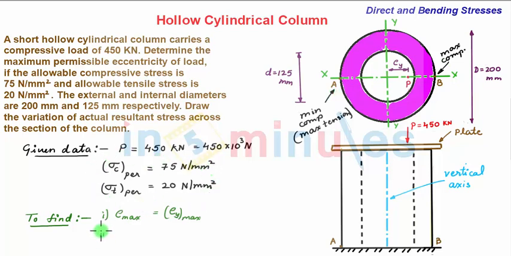The second thing they have asked is to plot the variation of actual resultant stress across a section of the column, which is also the total stress at any point. So now let's solve the problem.